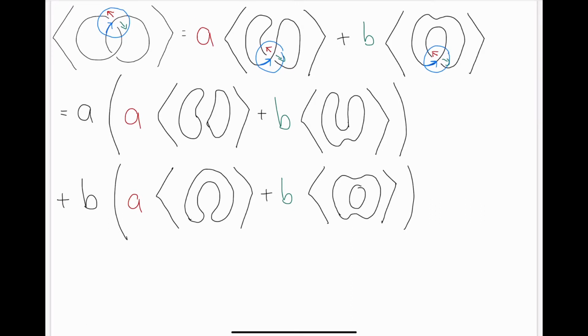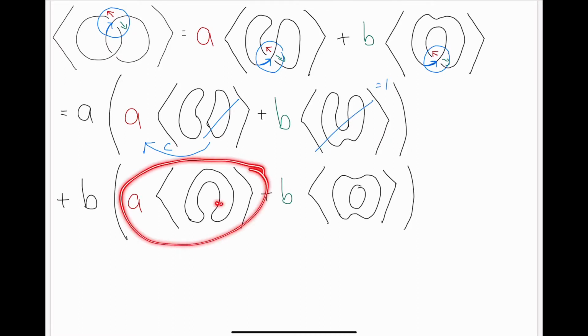And so now we're left with only unknots, no more crossings. So what can we do here? First of all, in this first picture, I have two unknots. So one of them can go out as a C. This here is just the unknot. By this, I mean the second part here. So this becomes just one. Here, I also have the unknot. So this also just becomes one.